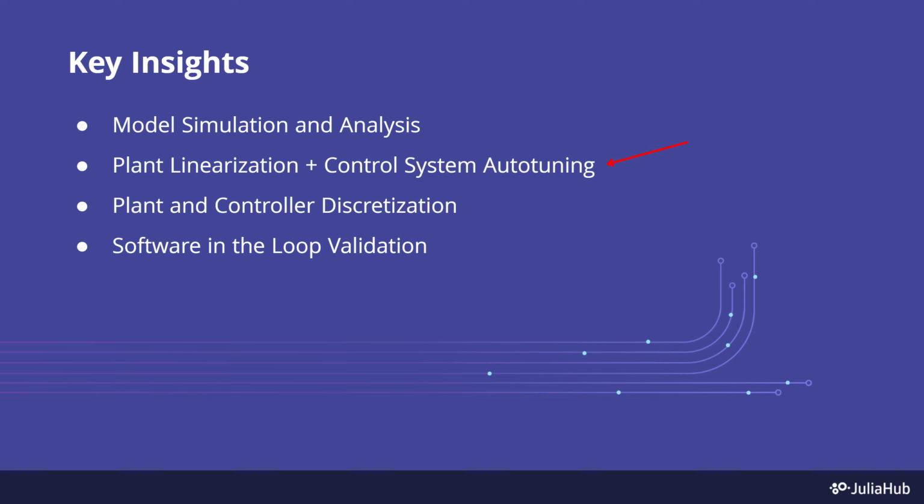Then we'll move on to linearizing the plant portion of our model to allow for control system auto-tuning and optimization. Then we'll go ahead and discretize the plant and controller in time so that we can implement a digital controller, which will enable software in the loop validation.